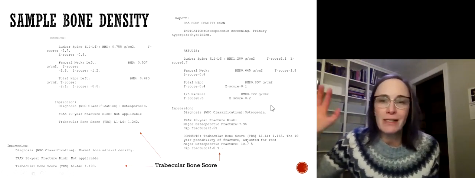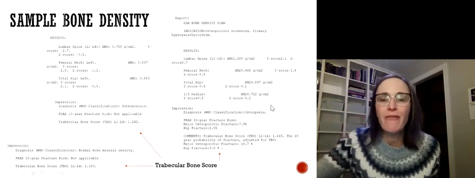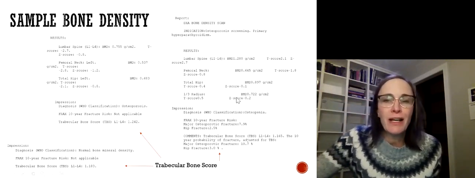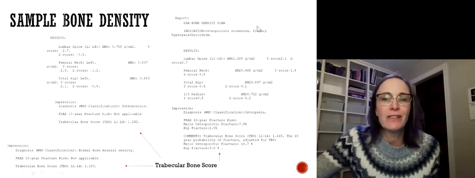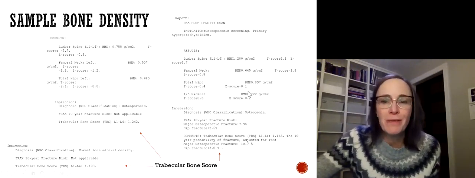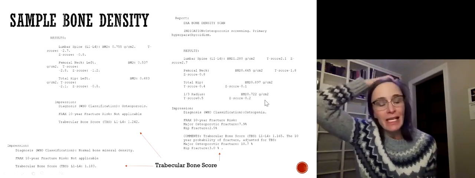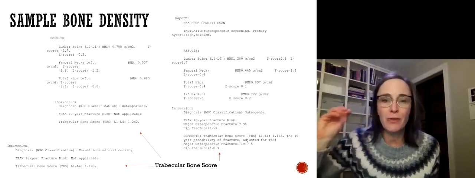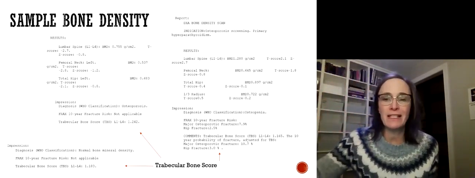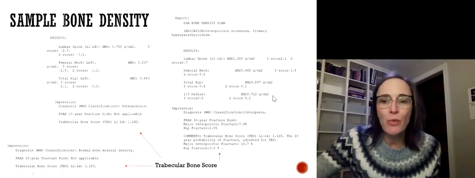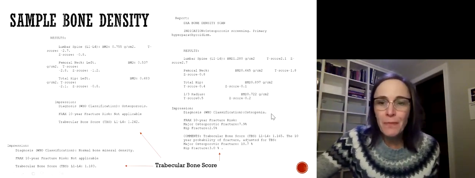Now, sometimes you'll see the 1/3 radius added irrespective of what they have, but a good radiologist will catch, if the indication is listed as primary hyperparathyroidism, they'll throw that radius in there. And remember, any level of osteoporosis or osteopenia is that definition. So in this case, we have osteopenia.